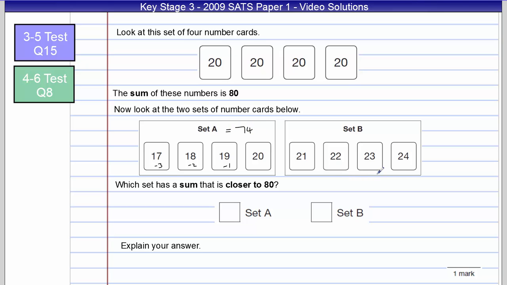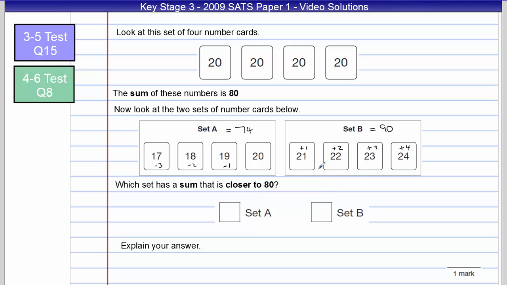I can use something very similar for set B. If I went 20, 40, 60, 80, that would be an underestimate. I'd need an extra 1 there, an extra 2 there, an extra 3 there, and an extra 4 there. So 4 plus 3 plus 2 plus 1, that's adding 10 on. So that would be equal to 90.